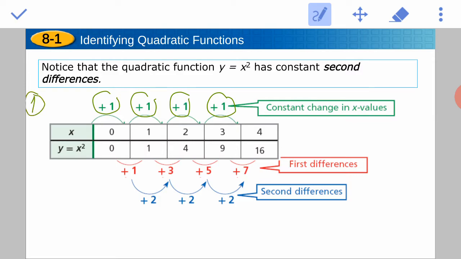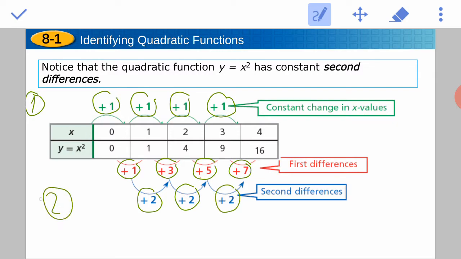Condition number two is kind of a strange condition, because when you find the differences of y values at the beginning, you will see there are no constant differences. 1 minus 0 is 1. 4 minus 1 is 3. 9 minus 4, 5. 16 minus 9, 7. So guys, don't get scared because the first y differences are not constant. Just be patient and try the second differences. 3 minus 1 is 2, 5 minus 3 is 2, 7 minus 5 is also 2.